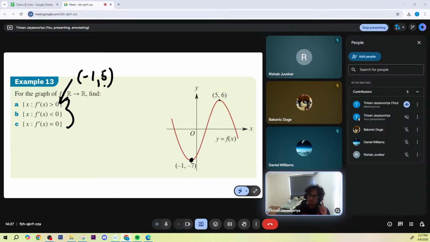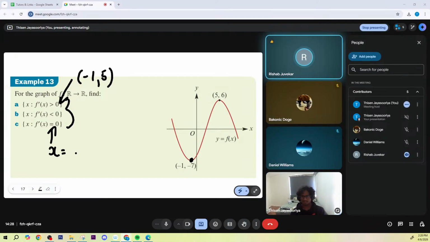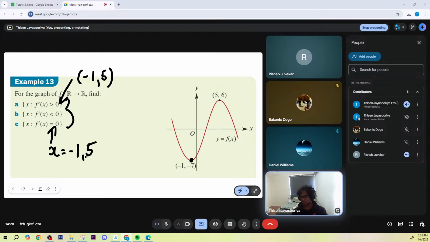So that's where strictly increasing and strictly decreasing differ from the derivative being greater than 0 or less than 0. Strictly increasing and decreasing is basically greater than or equal to 0. Does that make sense? So here, Rashad, can you tell me where the derivative is equal to 0? At -1 and 5. Is that all chill? Yeah.